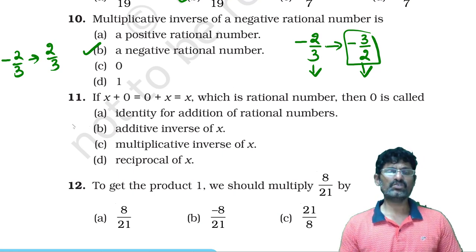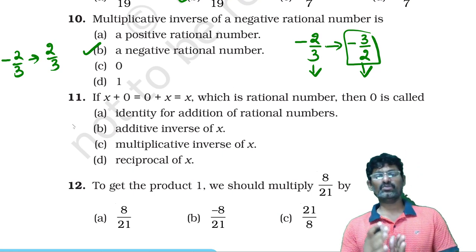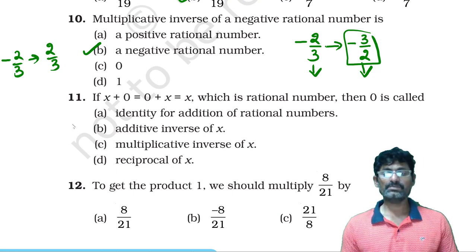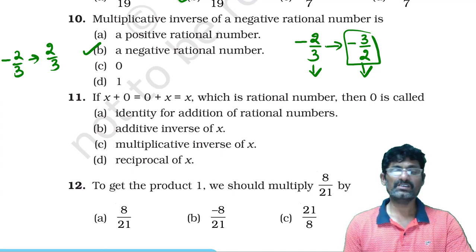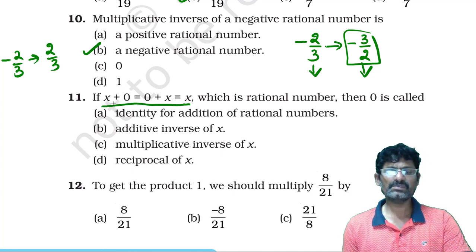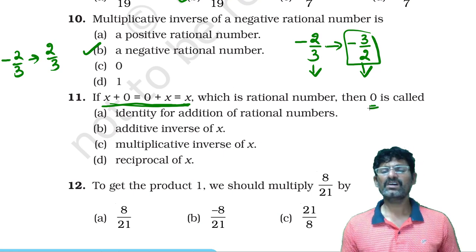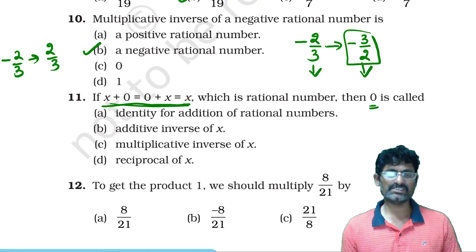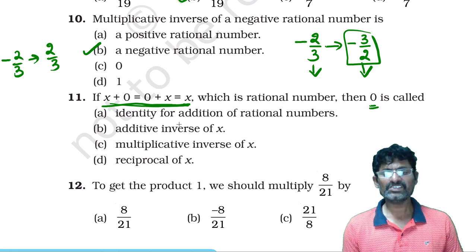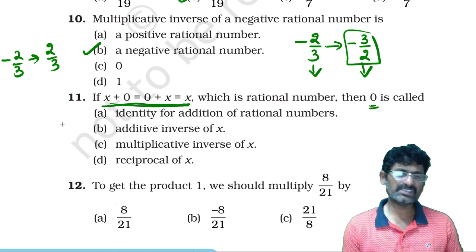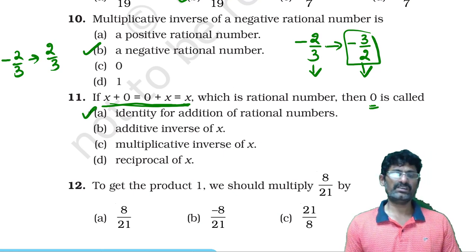If x plus 0 equal to 0 plus x equal to x, where x is a rational number, then 0 is called... In this case, this is nothing but the definition of the additive identity. So 0 is called the additive identity in rational numbers. Here let us see option A, identity for addition of rational numbers. Yes, option A is the correct one. Let us move on to the next problem, that is the 12th problem.